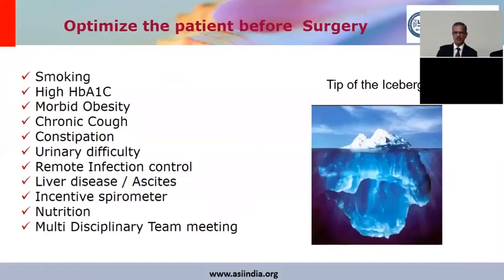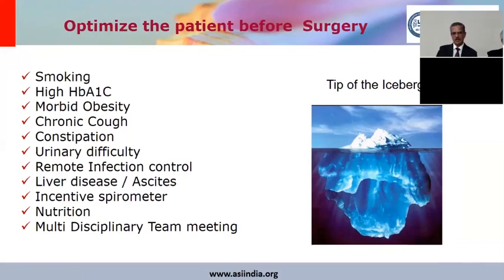Some of these patients may be smoking. We have to tell them to stop smoking for at least 8 weeks. And in diabetic patients, if they have a high HbA1c, it should be brought down to 6.5 or 7. If they are morbidly obese, whatever surgery you do, it may not hold good. So weight management is a very important issue in these morbidly obese patients.